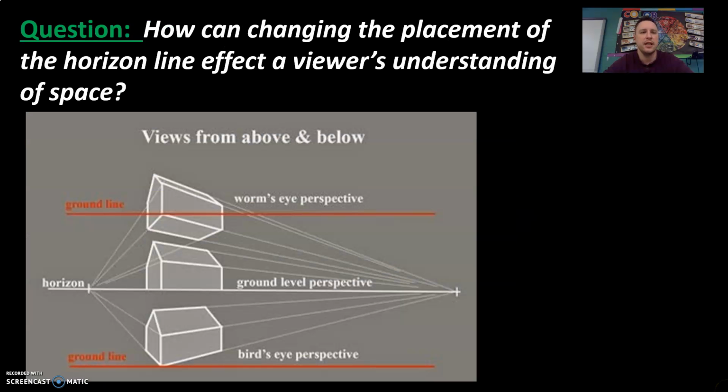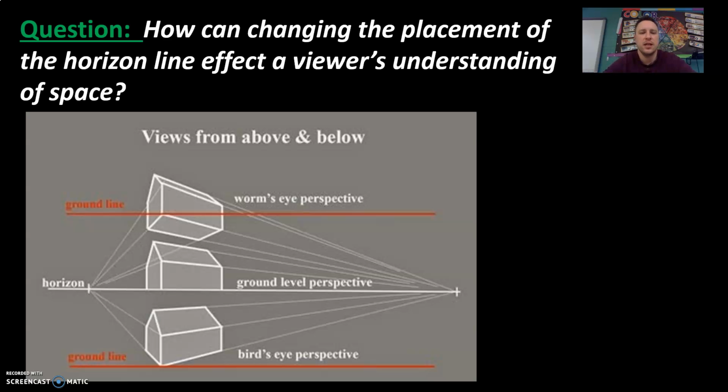And then moving on to the second slide, you should be seeing an image below that we reviewed in the video yesterday during the lesson steps and when you were creating the sketch for your project. But just to revisit that, your question for today is, how can changing the placement of the horizon line affect our understanding of space?